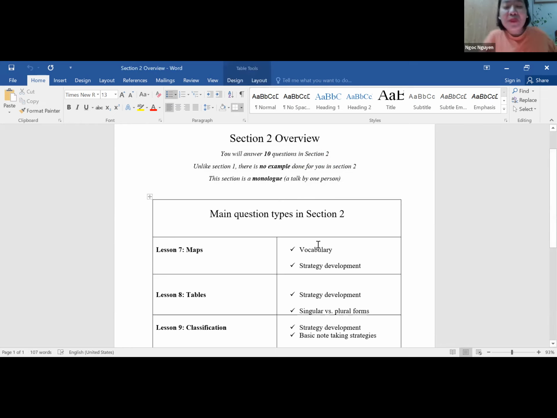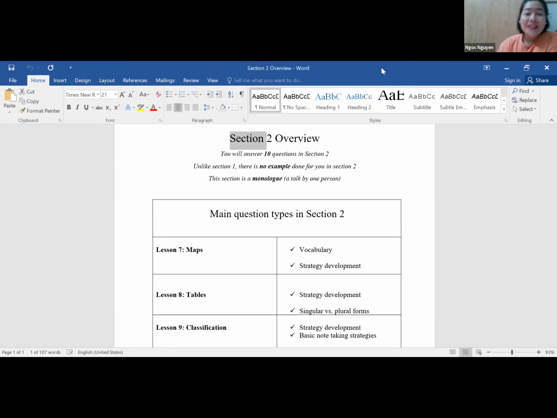Very nice. Okay, everybody, there's something that I need to explain here. First of all, as I said earlier, the old name was section 2, but about 2 years ago, IELTS made a decision to change the word section to the word part. So now if you take your IELTS exam, maybe in about 2 months, you will hear the word IELTS part 2 instead of section 2. A big change.